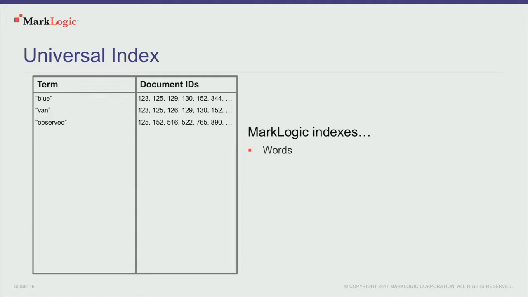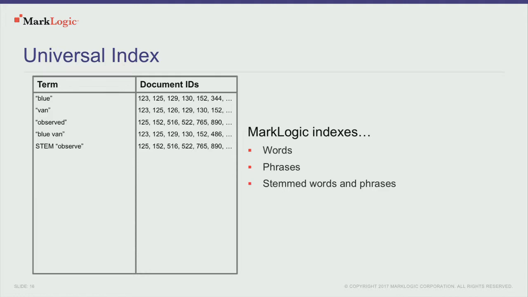But we don't just index words. We also index phrases, so now we can do phrase searches. We also index stems of those words and phrases. So when I search for observe, I will also find observing and observed. And this is language specific too. So we have language packs that allow you to do this stemming and tokenization in various different languages.